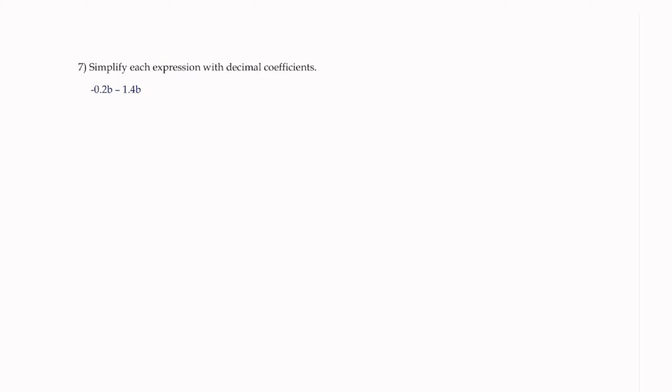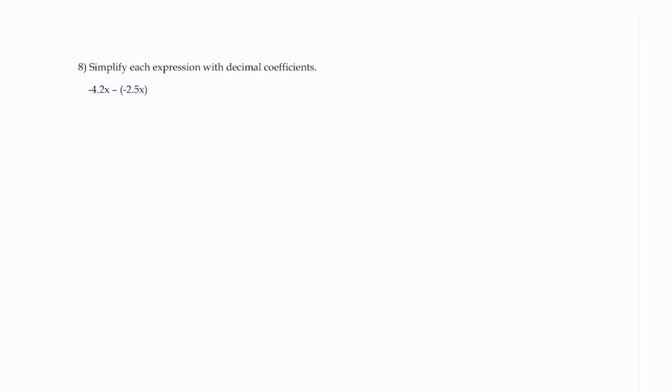The next, both are minus numbers. When both are minus or both are the same, we simply add them. 1.4 and 0.2 or 14 and 2. It's 16. So this is 1.6b and both are negative. So we put the respective sign. That's 1.6b with a negative sign.